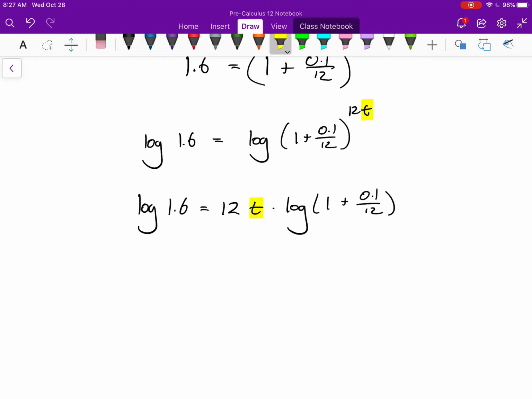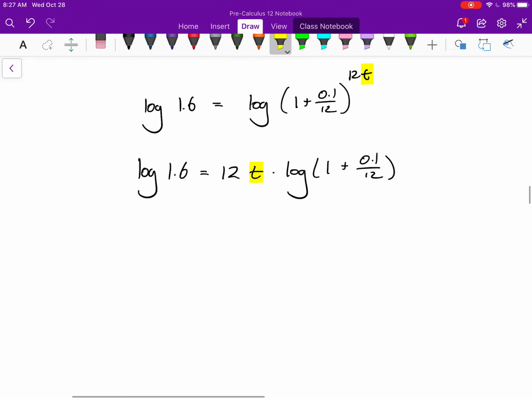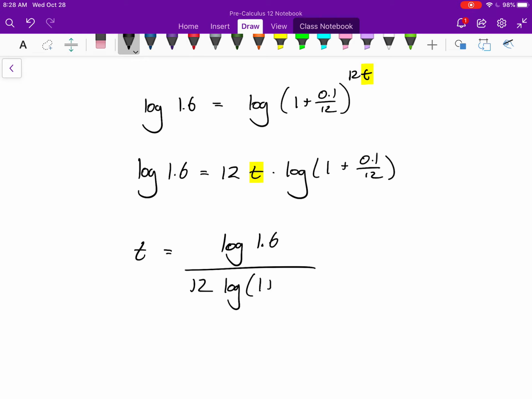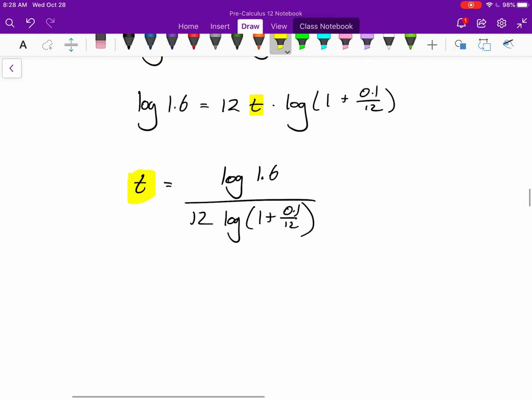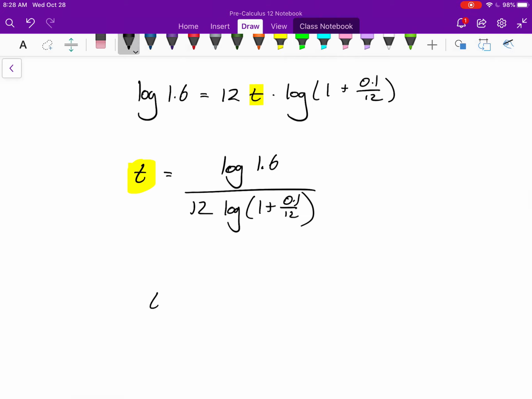Great, trying to solve for t. At this point, if I want to solve for t, I want to divide both sides by 12 and divide both sides by that log of 1 plus 0.1 over 12. So yeah, it's going to be a little bit messy, but I can see t will equal log of 1.6 divided by 12 times the log of 1 plus 0.1 over 12. And yeah, it's a bit messy, but your calculator doesn't care. And if you type this in properly, and again, be careful, there's a lot of stuff going on, but t should be about 4.7, which is going to be in years because I set my equation up to be in years.